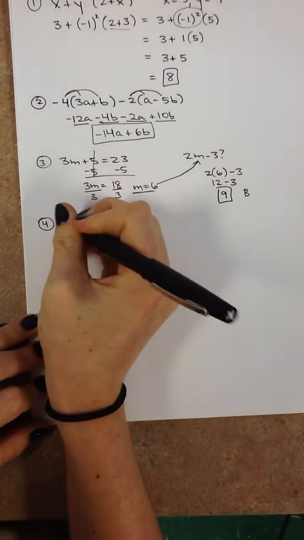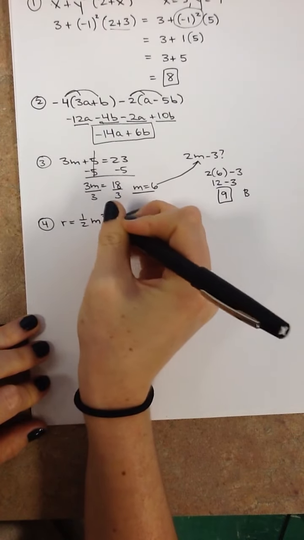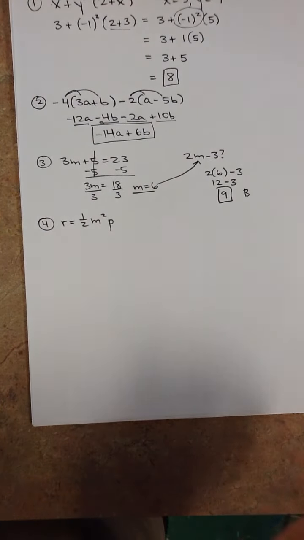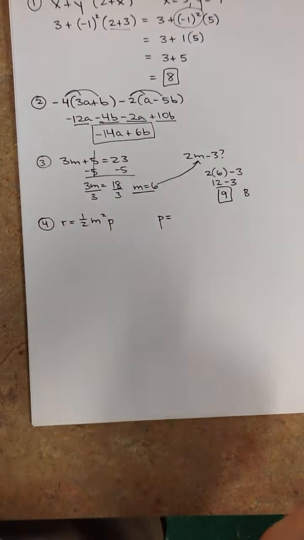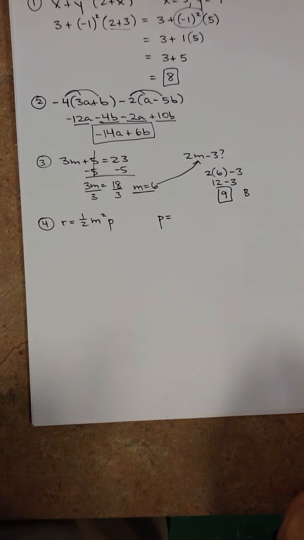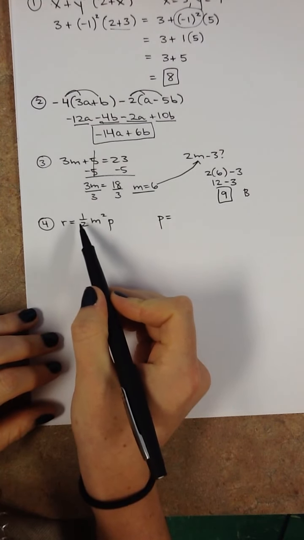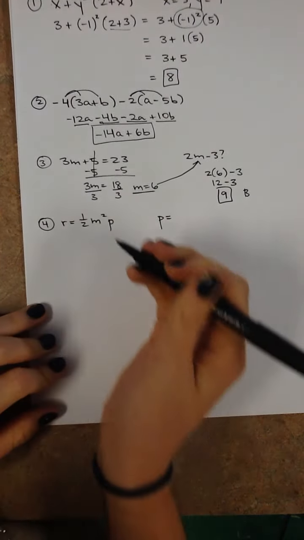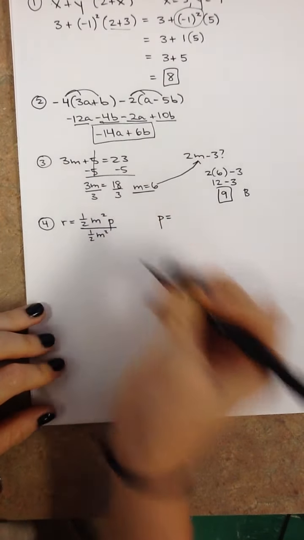Next, solve. We've got this formula that we start off with, and they want us to solve for p. What that means is that for our final answer, we want p equals, and then everything on that side of the equation. Right here, the p is being multiplied by 1/2 times m squared. So we're going to divide both sides by 1/2 times m squared.